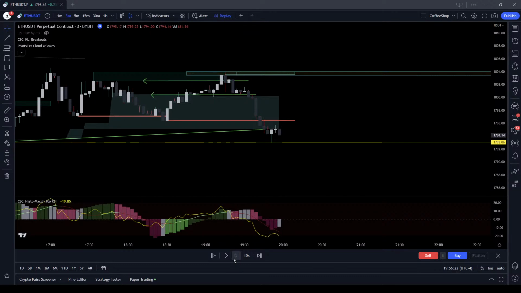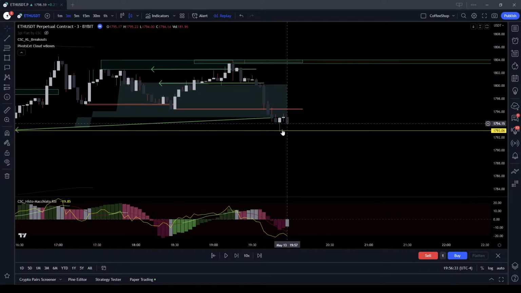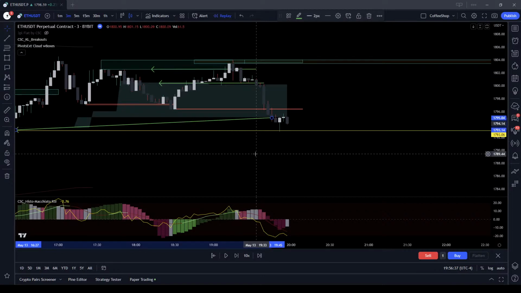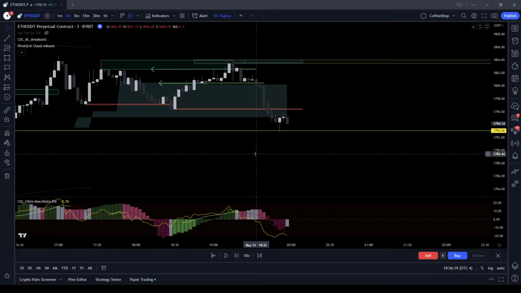Does it get back into the cloud? Nope, it's using the cloud now as resistance. Look, came up, made a small bullish candle, a bigger bearish candle. RSI came up, came back down. So this is giving you a better indication of what direction price is going to go in, and it's telling you why. Because you're hitting this cloud, right?